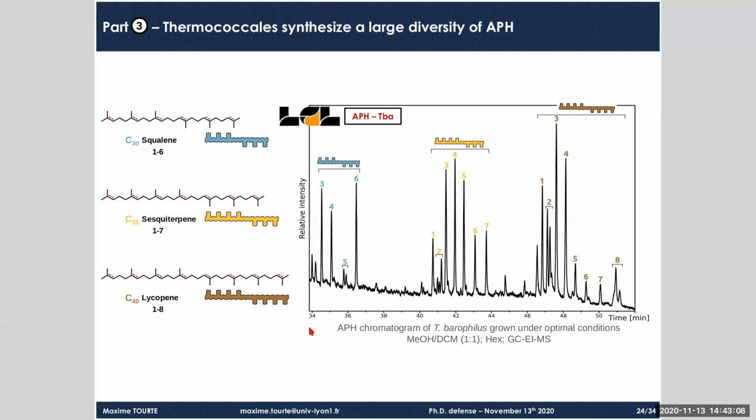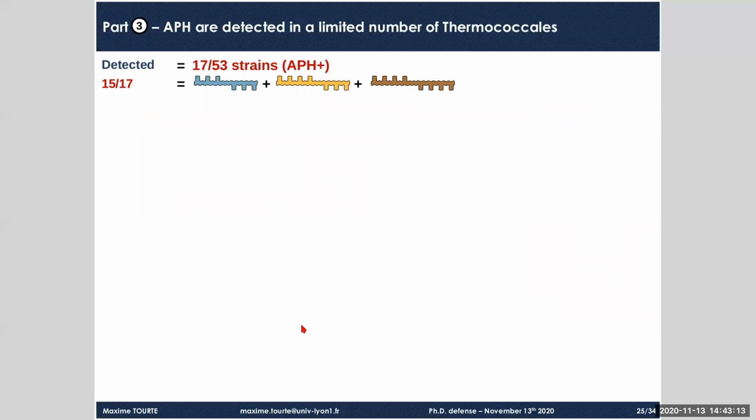So we did the same analysis on our 53 strains of Thermococcales. Unfortunately, we could detect this apolar polyisoprenoid in only 17 strains that we will call positive for apolar polyisoprenoid. And among these 17 strains, we had 15 that could synthesize the 3 types of compounds that we identified.